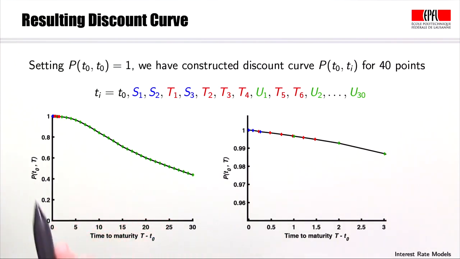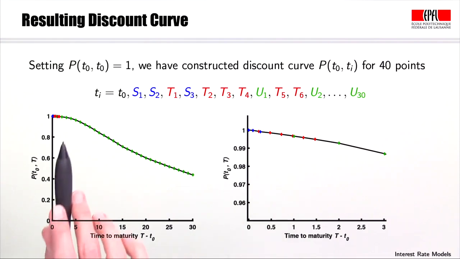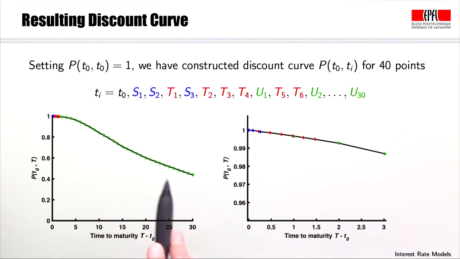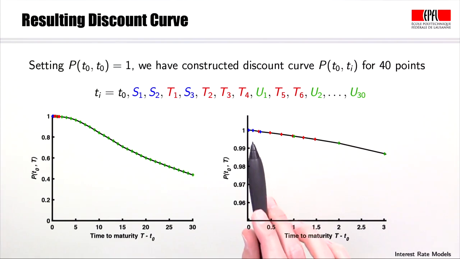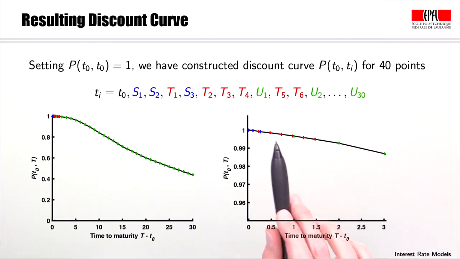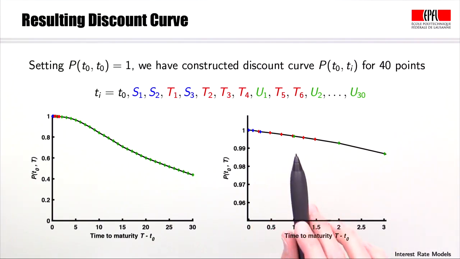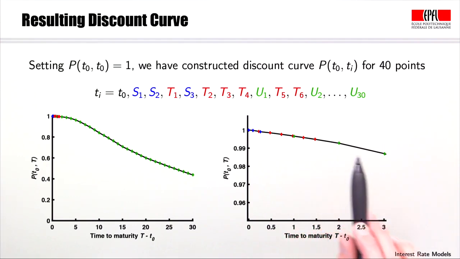The figure on the left-hand side shows us the discount curve as a function of time to maturity. We see that the bulk of the maturity dates correspond to the swap contracts. If we zoom in to the first 3 years, this is what we see on the right-hand side, the short end of the discount curve. So here we can nicely distinguish between the LIBOR maturity dates, the futures reset and maturity dates, and then the first cash flow dates of the swap contracts.